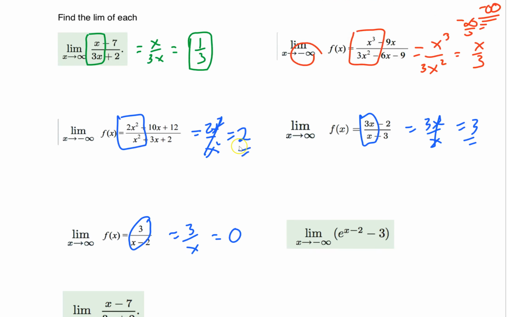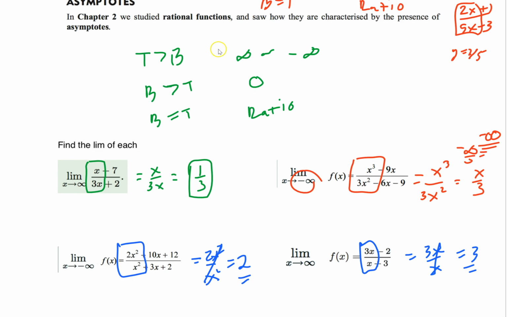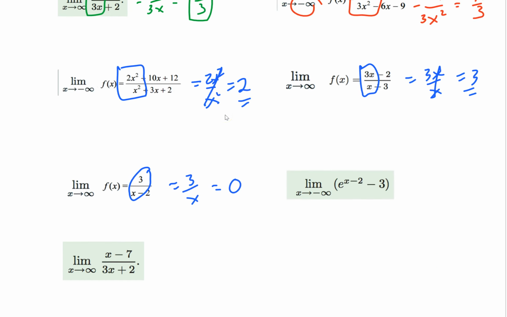So don't forget our general rule, right? Top bigger, and the answer is either positive or negative infinity. It all kind of depends on how it falls out. If the bottom power is bigger, 0 automatically. And if they're the same, it's a ratio.